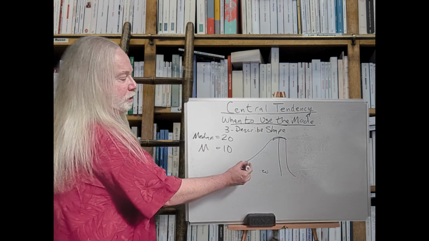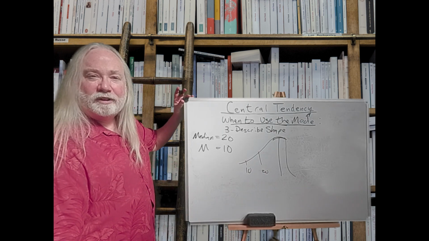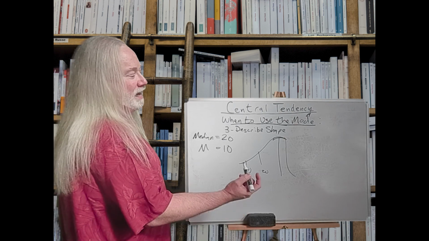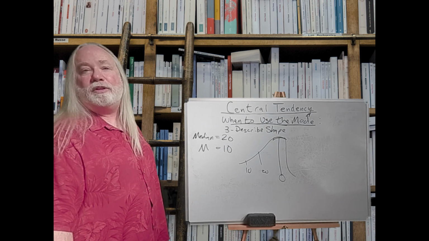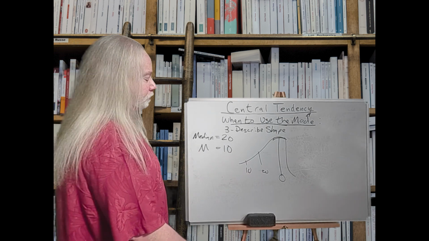So we would know with the mean of 10 and the median of 20 that this would be a negatively skewed distribution, and that the mode, again, we don't know what number this would be, but we know the mode is probably higher than 20. So we have a little bit of prediction there as well.